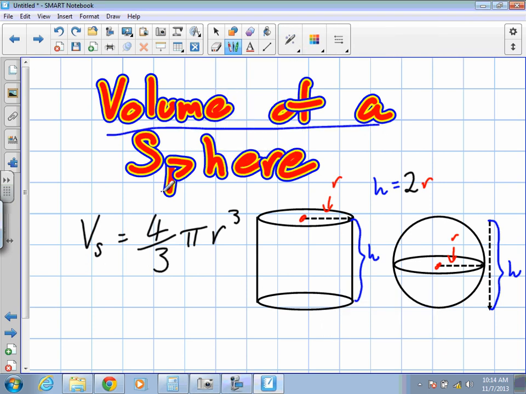You'll see. Volume of a sphere. The volume of a sphere is written by this formula, 4 over 3 times pi times r to the power of 3, or cubed. Okay? Now there's a relationship between a certain size cylinder and a sphere.